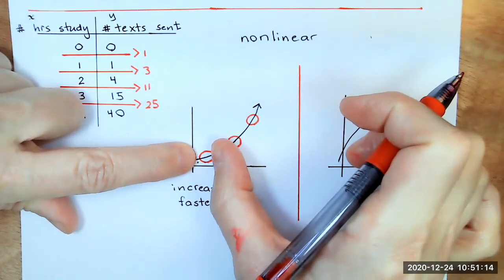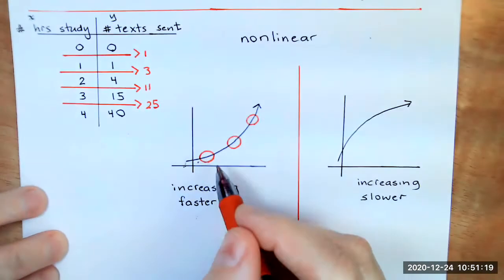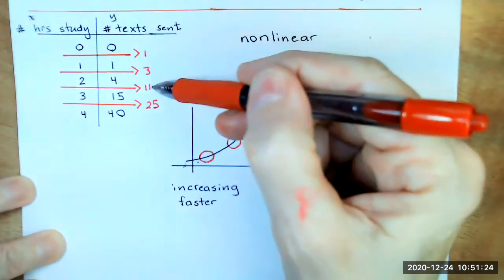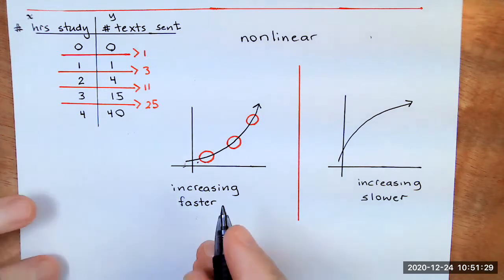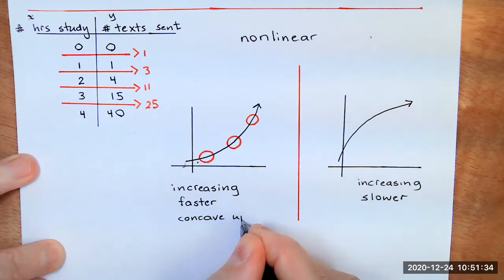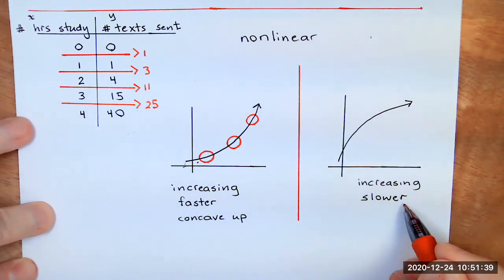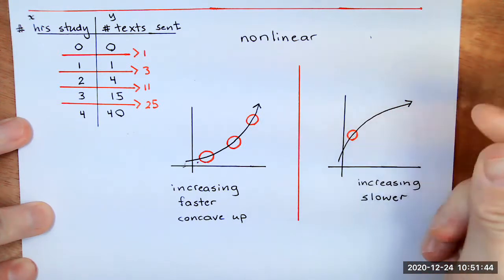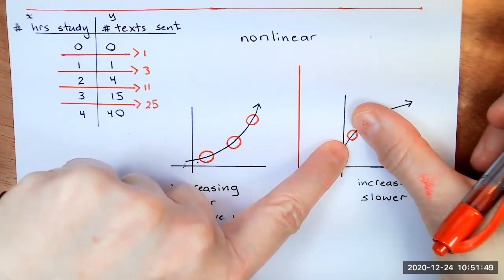So the slope of this line, this section, and this section, you can see that these slopes are getting greater, like this function. So you would call it increasing faster, and it's also called concave up. In contrast, this function is increasing slower. So if you look at a small section of the function, that's the main idea behind differential calculus.